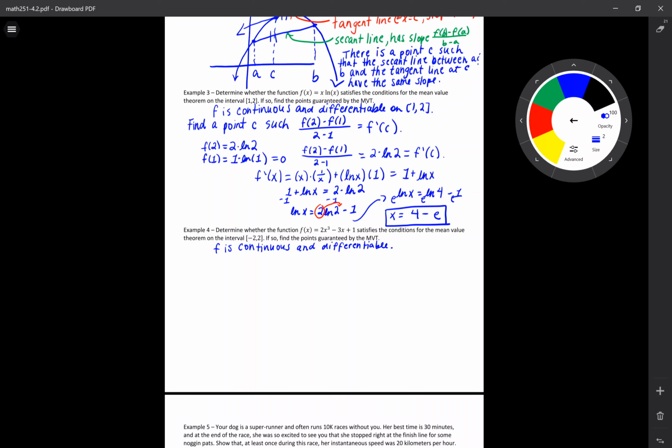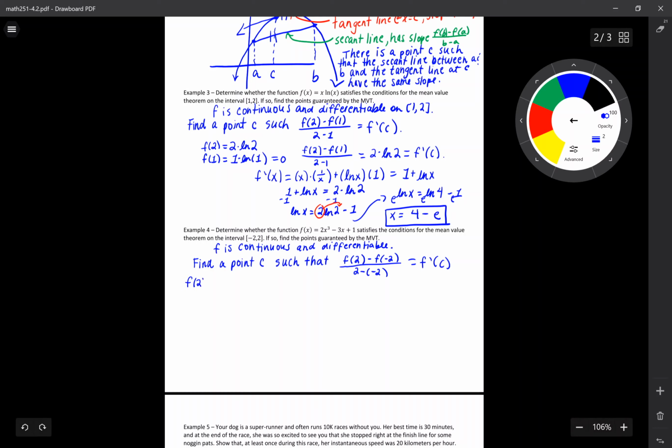Okay, so I want to find a point C such that f of 2 minus f of -2 over 2 minus -2 is equal to f prime of c. This is what the mean value theorem says. So I need to find f of 2 and f of -2.